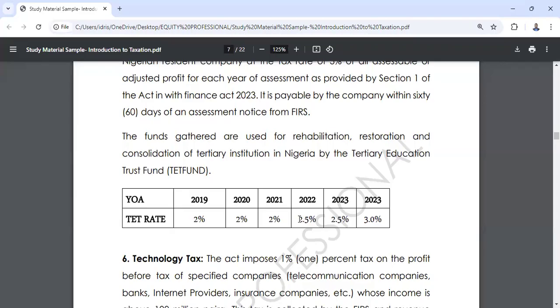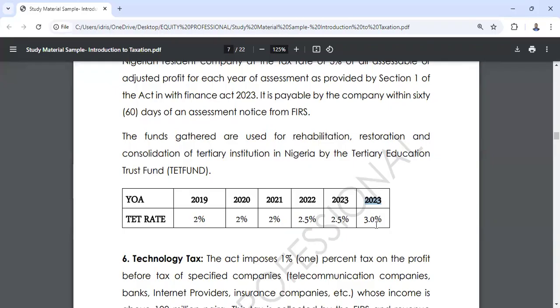If you look at my table, for year of assessment 2019, 2020, education tax rate is 2%. For year of assessment 2021, it is still 2%. But for year of assessment 2022, 2023, education tax rate is 2.5%. But for year of assessment 2024, education tax rate is 3%. So this is a mistake. I want to write 2024 under that 3%.